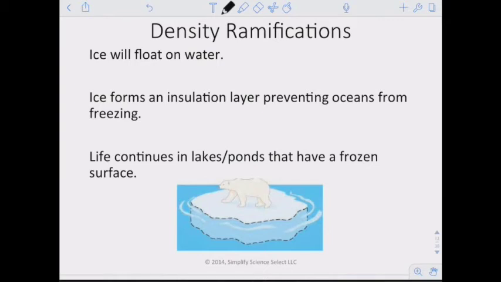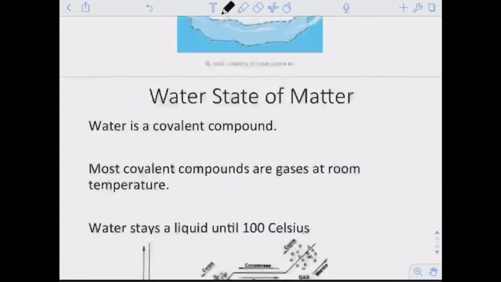Ice forms an insulating layer, preventing oceans from freezing, and life continues in lakes and ponds that have frozen over on the surface because ice doesn't sink to the bottom. If all the ice sank to the bottom, it would just refreeze and refreeze, and eventually you'd just have a solid block of ice for a pond.